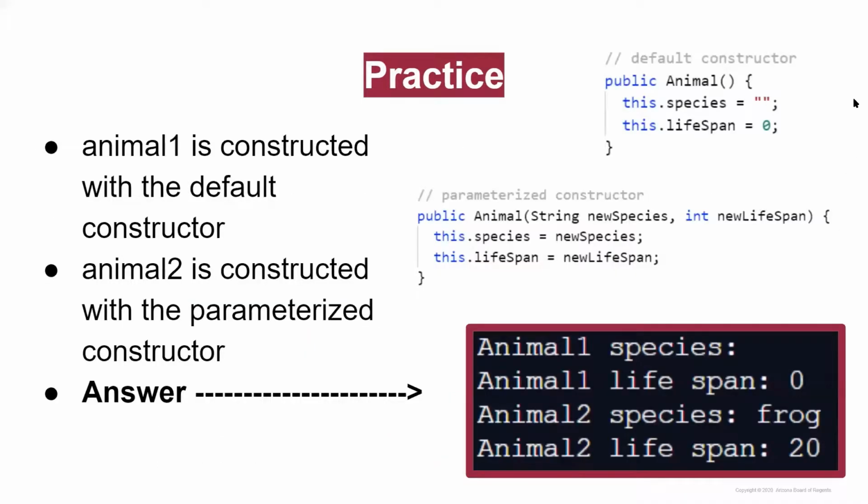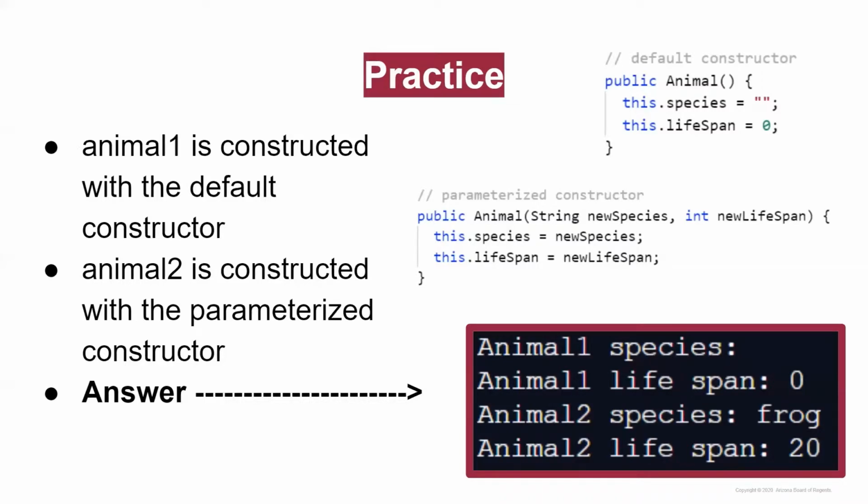Like I said before, animal 1 is constructed with the default constructor. And remember, the default constructor, if there are no parameters being passed, is just going to set the species to an empty string and the lifespan to 0. And then animal 2 is constructed with the parameterized constructor. That just assigns the object variables to the variables that are passed into that constructor.